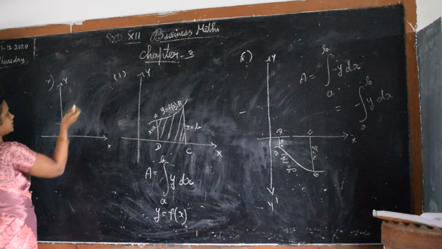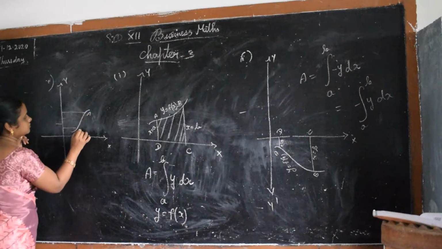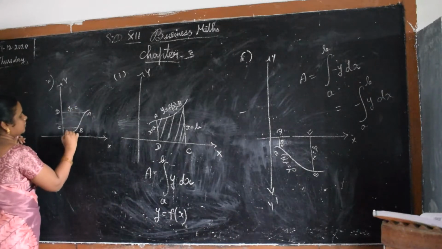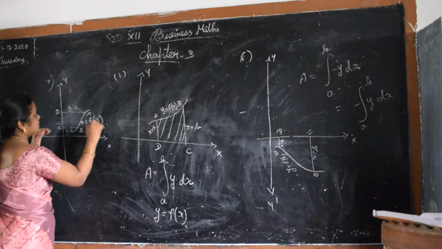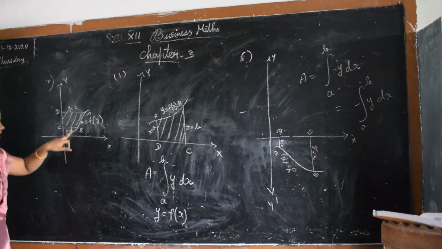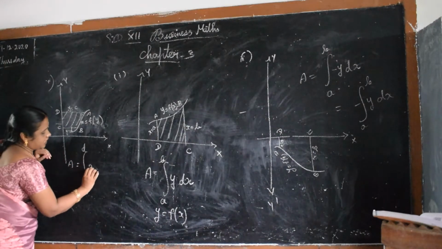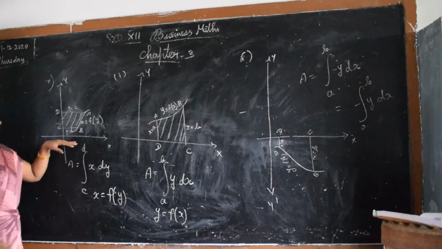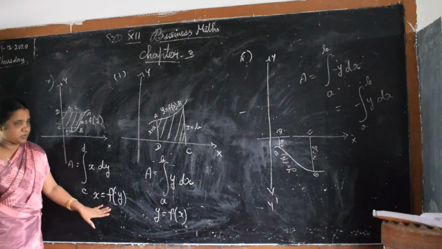Next, consider the third case. Suppose the curve lies on the right side of the y-axis. See here, this is the curve bounded by the region. Here y is equal to c, y is equal to d, x is equal to f of y. Suppose the curve is bounded by the region x is equal to f of y with the limits c and d. How can we find the area? Area is equal to integral of x dy, where x is equal to f of y. When the curve lies to the right side of the y-axis, you have to use this formula.